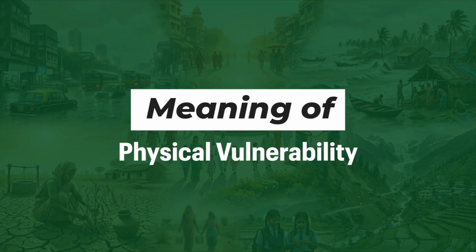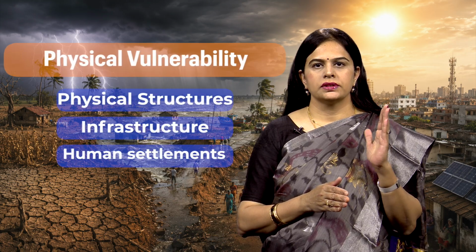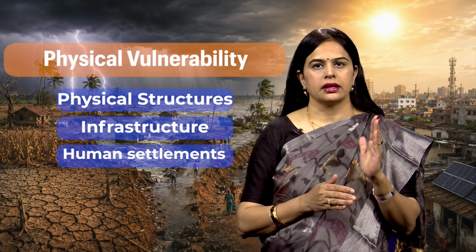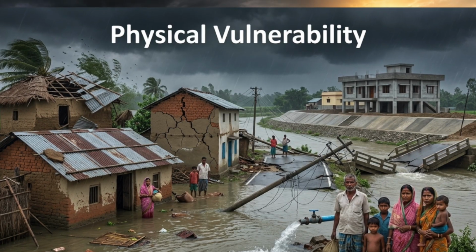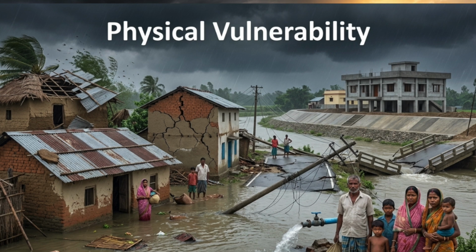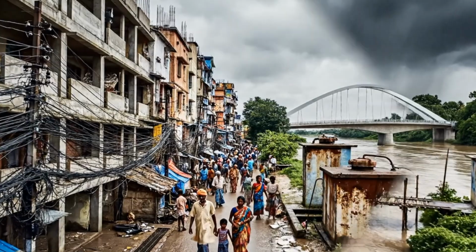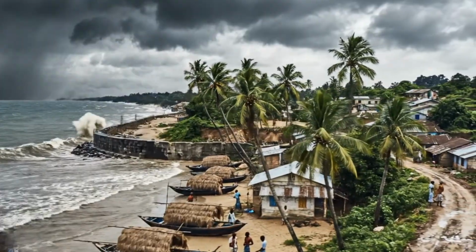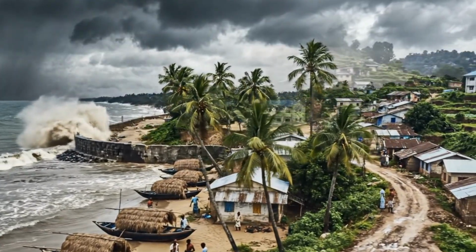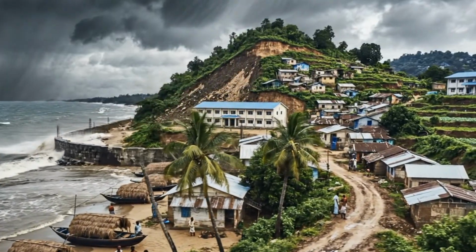So let me start with explaining to you the physical vulnerability. What is the meaning of physical vulnerability? Physical vulnerability is the ability of physical structures, infrastructure, and human settlements to be damaged or destroyed when they are subjected to hazards. It is mainly interested in the location in which the people reside, the way buildings and infrastructure are built, and the nature of the environment of a place.